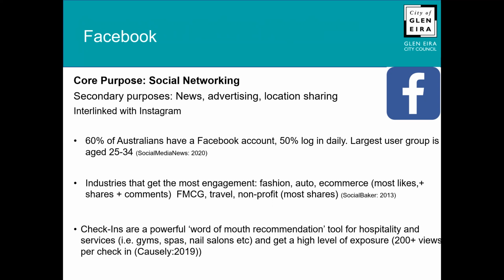Fast-moving consumer goods, that is, supermarket products like toothpaste, cereal, and so on, travel, and not-for-profit also rank very strongly in that they get the most shares. The reason for this is probably, for FMCG, a lot of the big brands put a lot of time and money into creating entertaining videos, jokes, widely shareable and relatable content. Travel and non-profit are also very highly shareable topics to engage with.